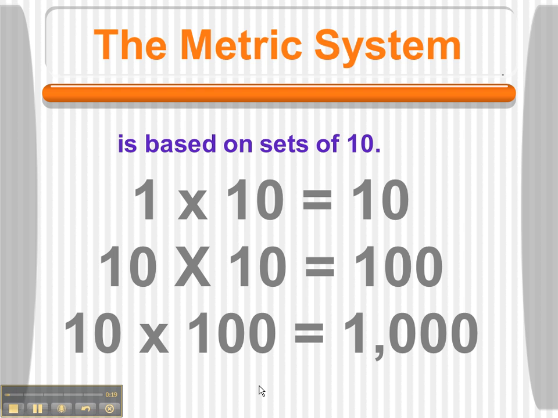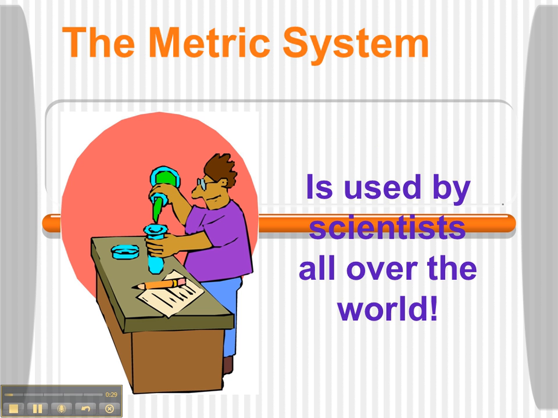So as you know, the metric system is based on sets of 10 where each time you get ready to convert, it increases by a multiple of 10. The metric system is used by scientists all over the world, so mostly when we work with science, you will see that most of the units of measurement are from the metric system.